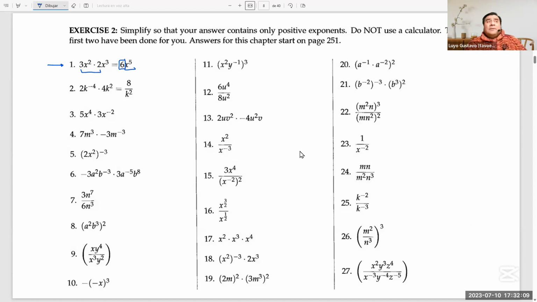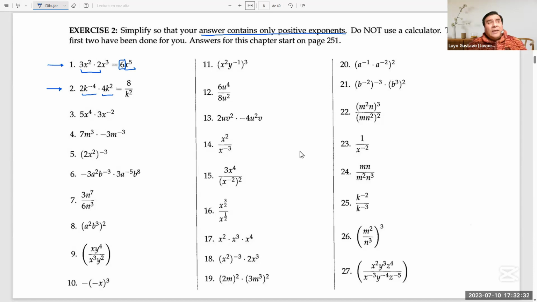Now here, the condition in this set of exercises is that we rearrange the expressions so that the answer contains only positive exponents. How is that? Example, in number 2, you see that the product of 2k up to -4 and 4 times k squared equals 8 over k squared. Why?